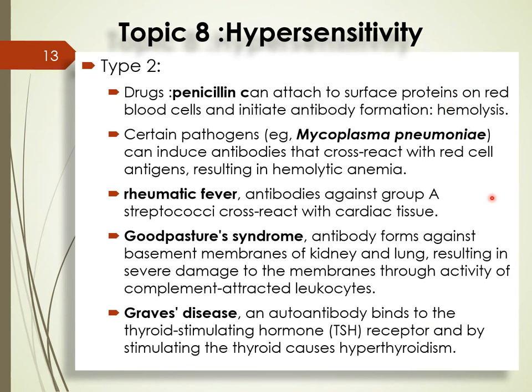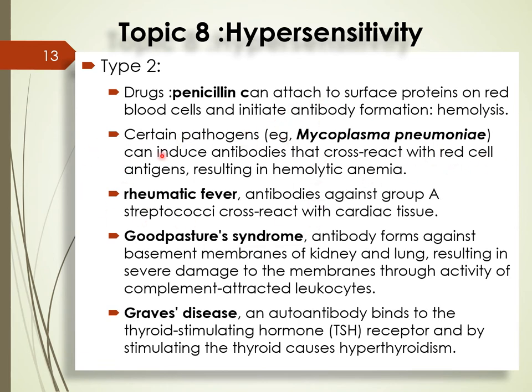There are also certain bacterial pathogens that can induce antibodies that cross-react with red cell antigens, like Mycoplasma pneumoniae, which will result in hemolytic anemia. So this one you can have a clue on your CBC. Initially, you have your baseline CBC, and then after a few days, with the patient suffering from pneumonia, there is a marked decrease in your red cells, hemoglobin and hematocrit, there will be signs of hemolytic anemia. Then you can deduce that the offending organism is Mycoplasma pneumoniae.